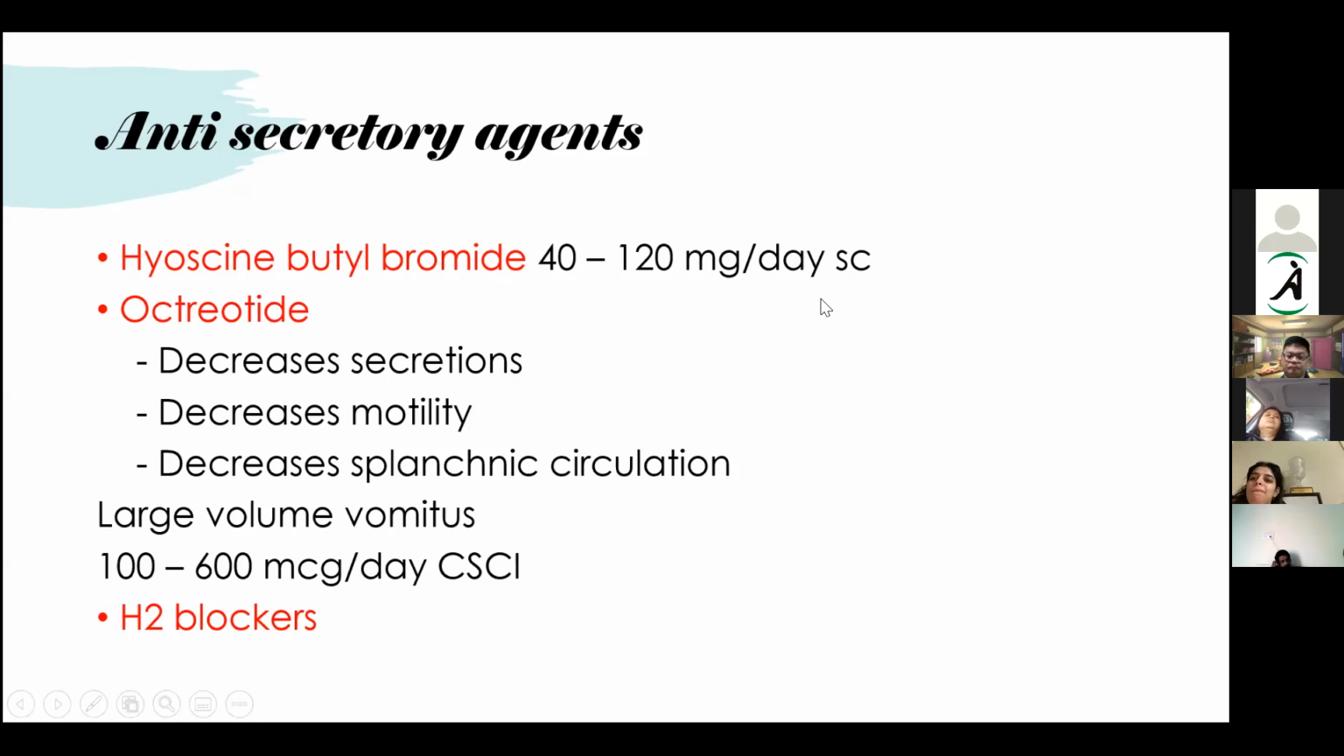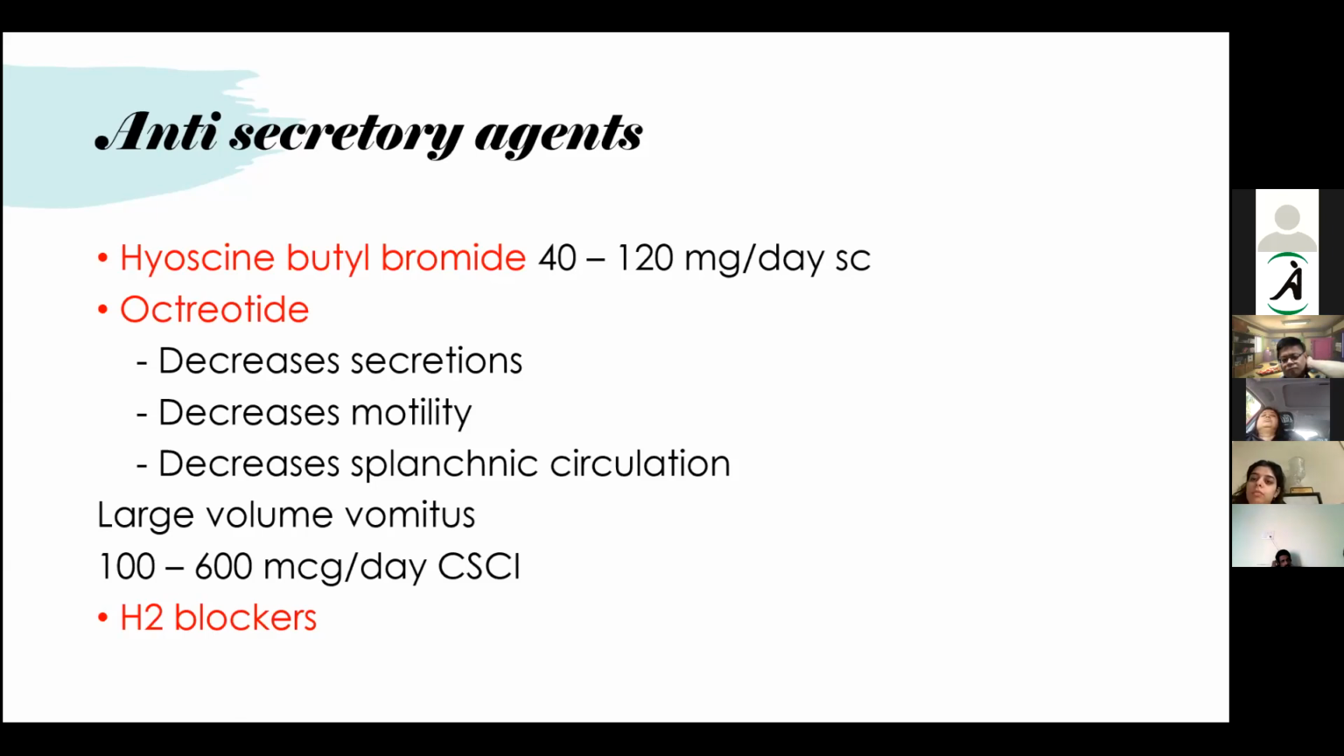Whenever there is a bowel obstruction, it is ideal to give all these drugs as a continuous subcutaneous infusion. It need not be IV, continuous subcutaneous infusion. So the idea would be to provide a continuous flow of drugs. The patient will have a smoother symptom relief. It can also be given as divided doses, but ideal would be to give continuous subcutaneous infusion.